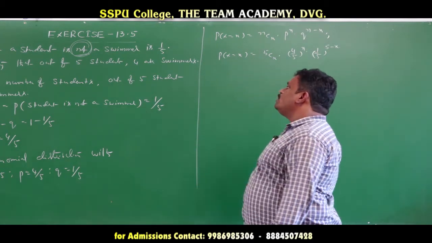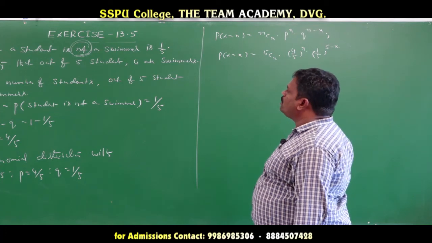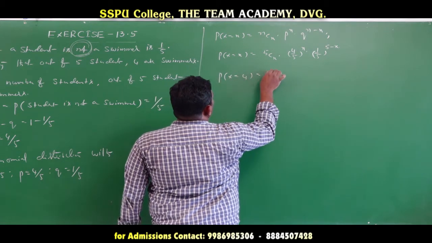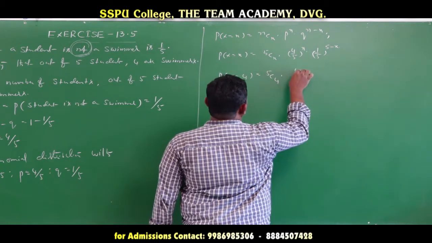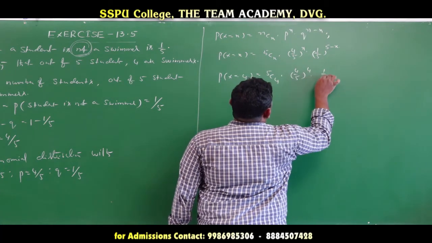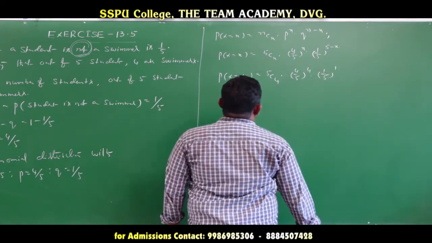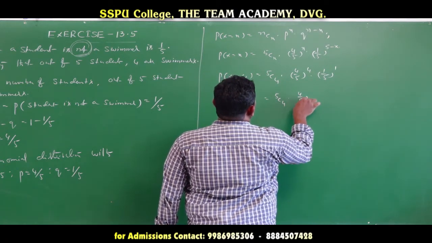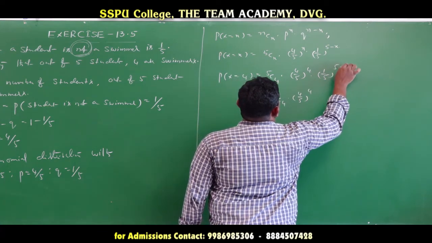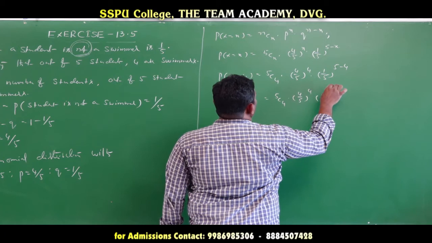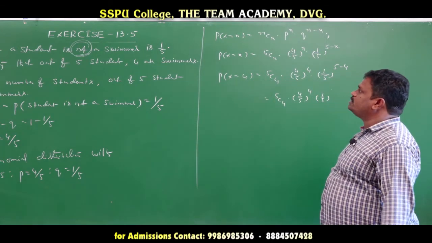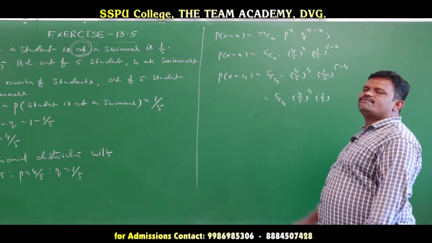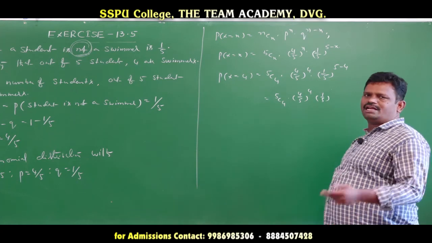Here, out of 5, how many are swimmers? Find the probability that 4 are swimmers. So probability of x equal to 4 is 5C4 into 4 by 5 whole power 4 into 1 by 5 whole power 1, since 5 minus 4 is 1. The options are given like that. Otherwise, if you want to calculate this value, simplify it with 5 factorial and finally you get the answer.